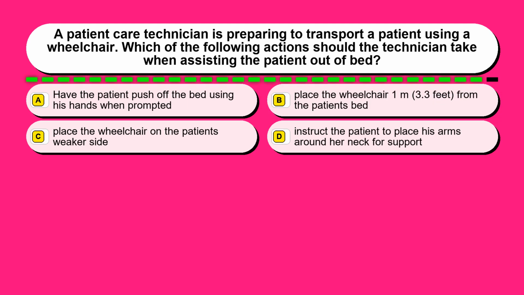Question 37. A patient care technician is preparing to transport a patient using a wheelchair. Which of the following actions should the technician take when assisting the patient out of bed? Option A, have the patient push off the bed using his hands when prompted. Option B, place the wheelchair 1 meter (3.3 feet) from the patient's bed. Option C, place the wheelchair on the patient's weaker side. Option D, instruct the patient to place his arms around her neck for support.